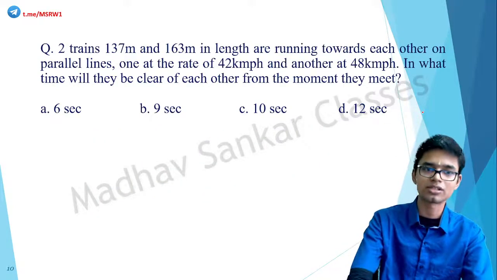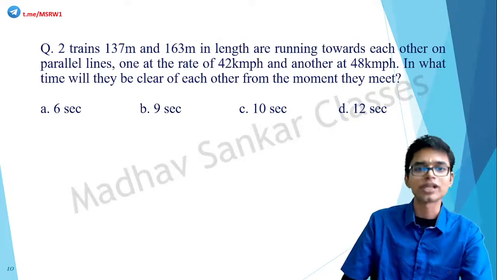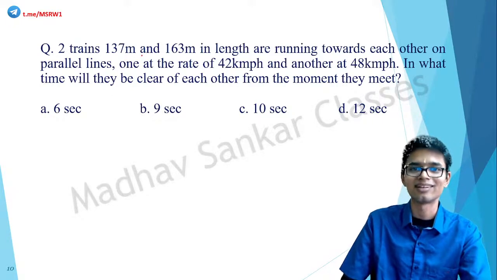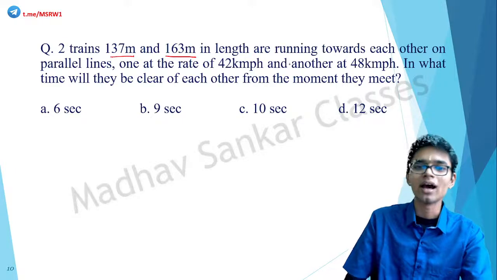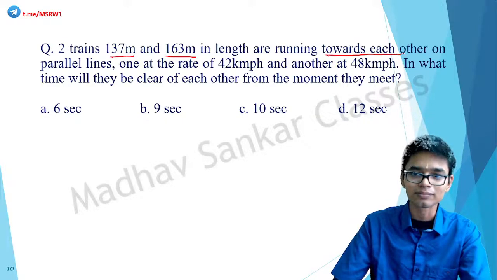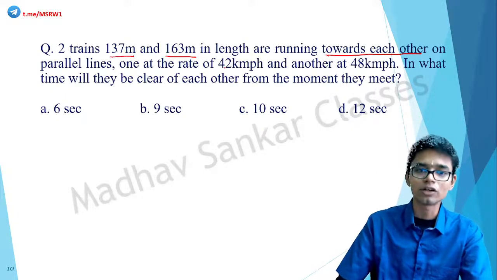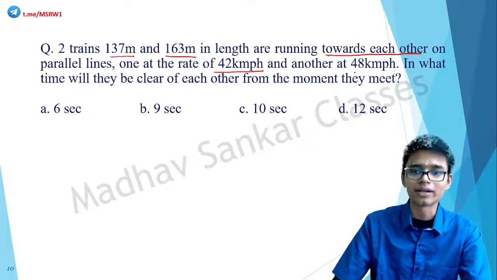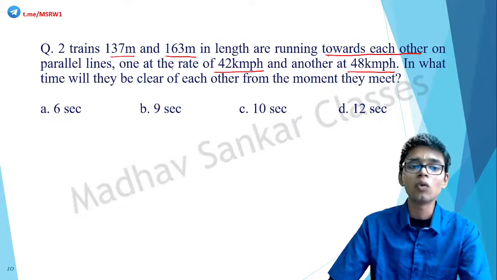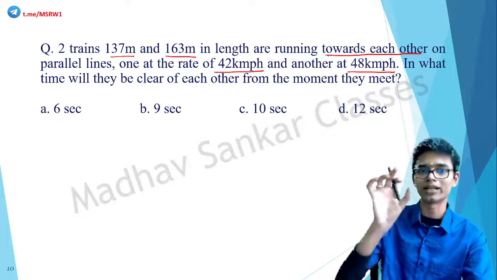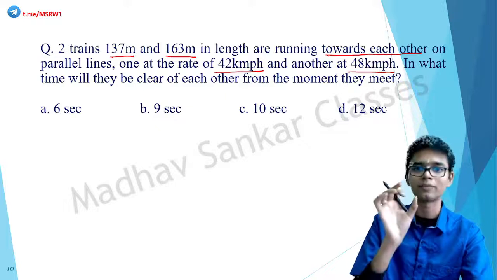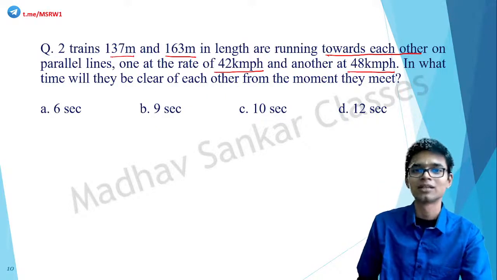So we have already reached the 6th question. Two trains. Okay, enough with the man. Here we have two trains. One is of length 137 meters, the other is of length 163 meters. They are running towards each other, so in opposite directions, on parallel lines. One at a rate of 42 kilometers per hour and the other at a rate of 48 kilometers per hour. In what time will they be clear of each other from the moment they meet? So how much time would they take to completely cross over each other from the point they meet? That is the question.